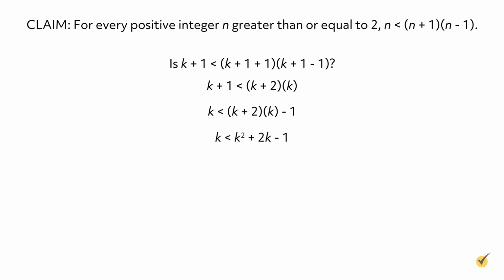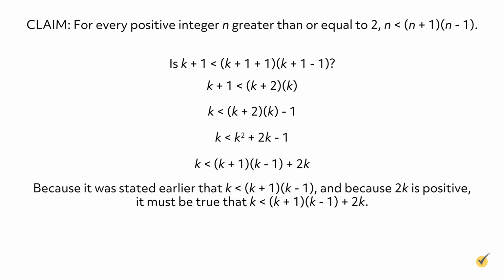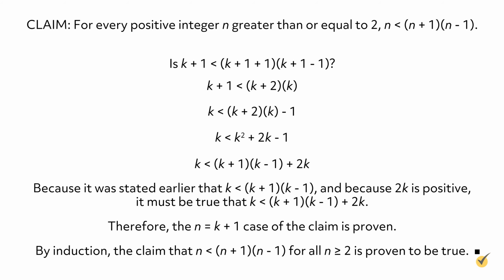Now we can factor k squared minus 1 and we'll get k is less than (k plus 1) times (k minus 1) plus 2k. Because it was stated earlier that k is less than (k plus 1) times (k minus 1), and because 2k is positive, it must be true that k is less than (k plus 1) times (k minus 1) plus 2k. Therefore, the n equals k plus 1 case of this claim is proven. We finish the proof by stating, by induction, the claim that n is less than (n plus 1) times (n minus 1) for all n greater than or equal to 2 is proven to be true.